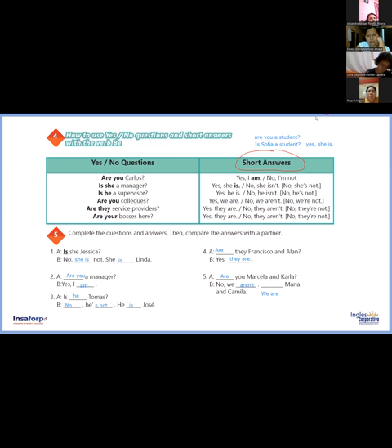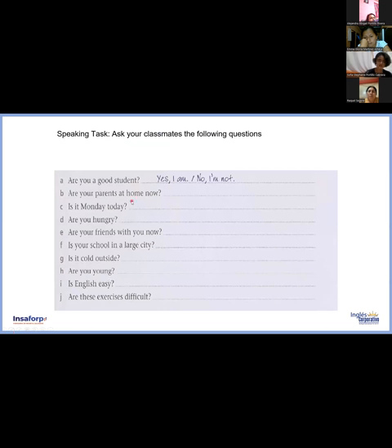Okay, vamos a hacer, we are going to practice more, right? Aprendámonos bien this section, right? Y cómo hacer las preguntas. Okay, let's continue. Vamos with this one. Está un poco tricky.